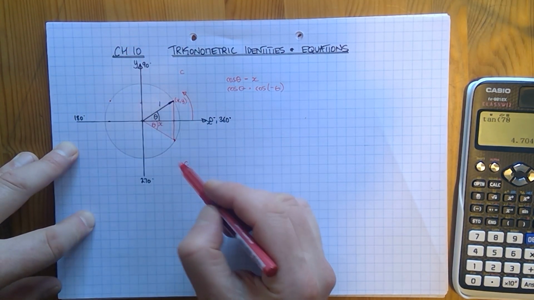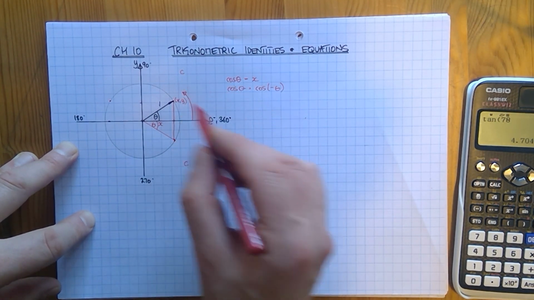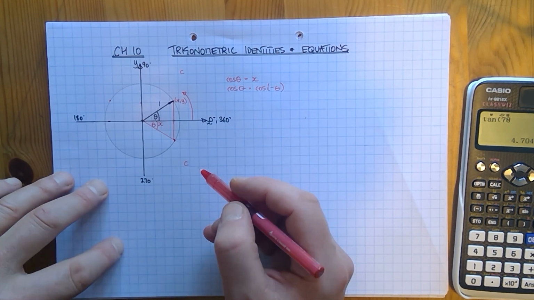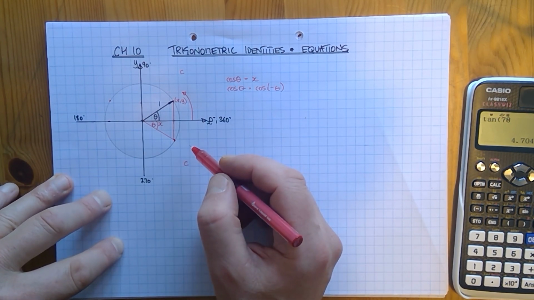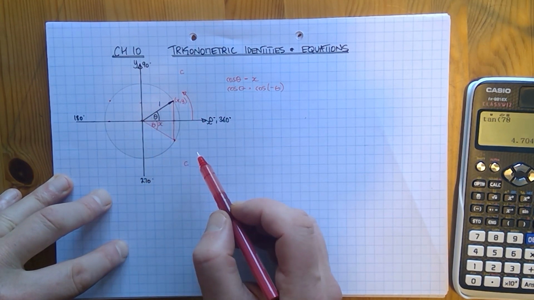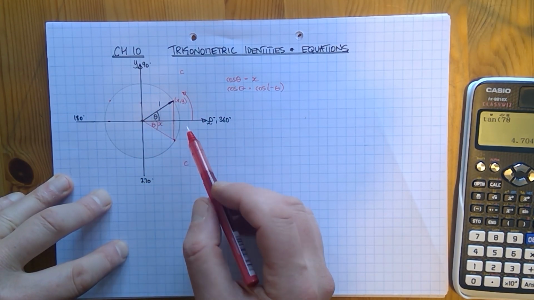So I'll leave those for now. I'm just going to write in the places where my three trig functions, sine, cos, and tan, are positive. So that's my cos diagram.